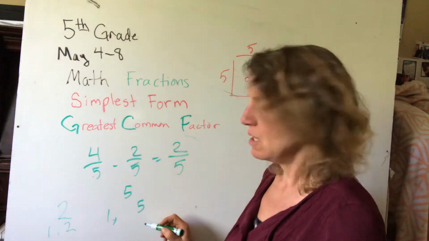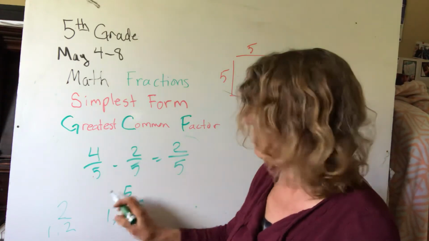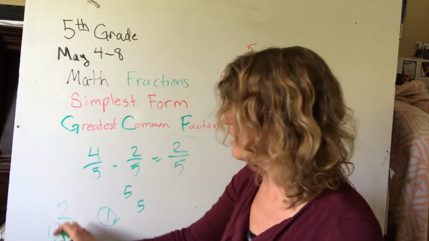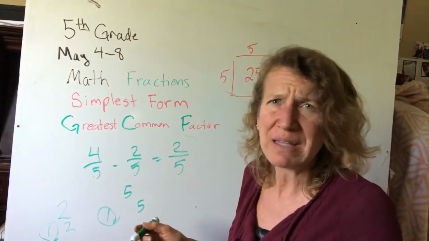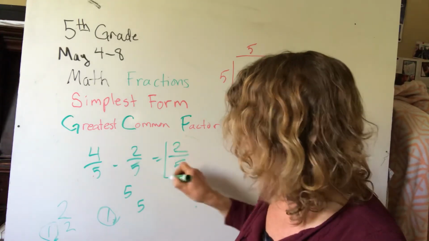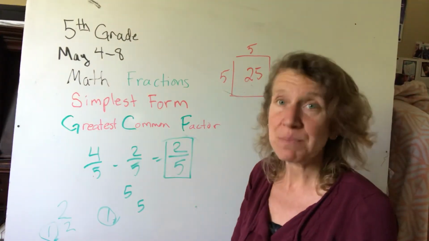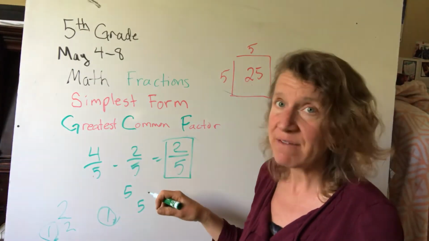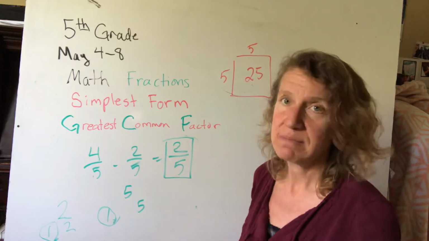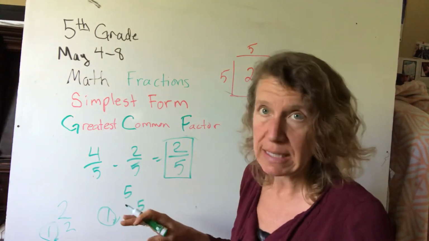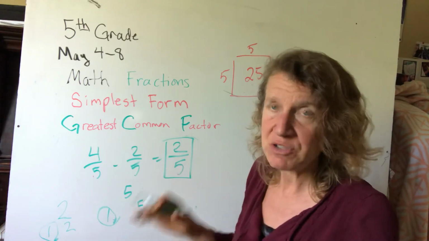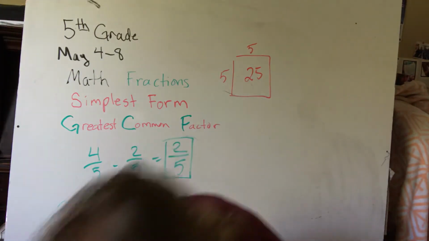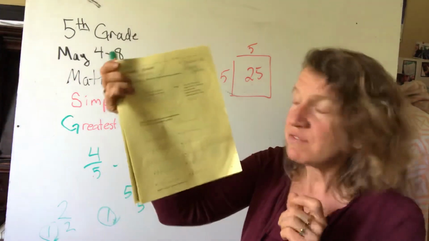Well, look. The factors of 2 are 1 and 2. The factors of 5 are 1 and 5. The greatest common factor between these two is 1, and dividing by 1 doesn't do anything. So that means 2/5 is already in its simplest form. If the numerator and the denominator do not have a common factor greater than 1, if their only common factor is 1, it's already in simplest form. Okay, good job, guys. Go ahead and finish up, making sure that all of these are in simplest form.